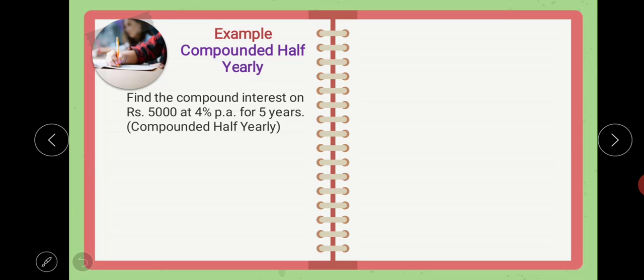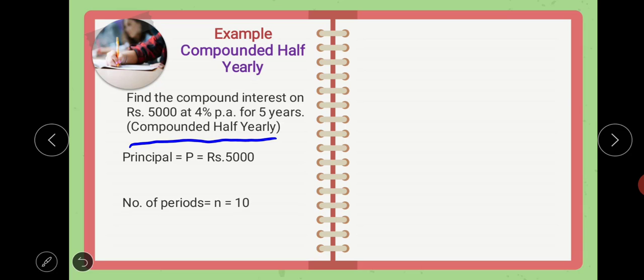But here what is given? Compounded half yearly. It means here we have to calculate the compound interest compounded half yearly. Now in this example, what is given? So write down the given first. So P is the principal, rupees 5,000. Then number of periods, N. The number of years is given as 5 years.